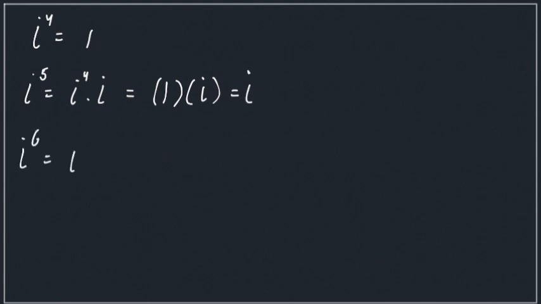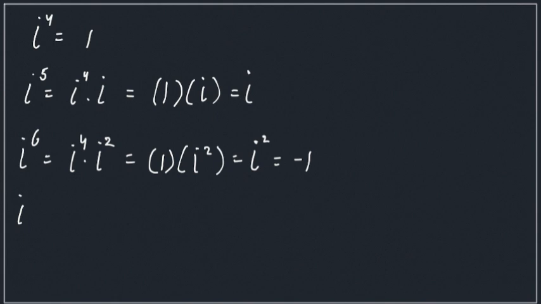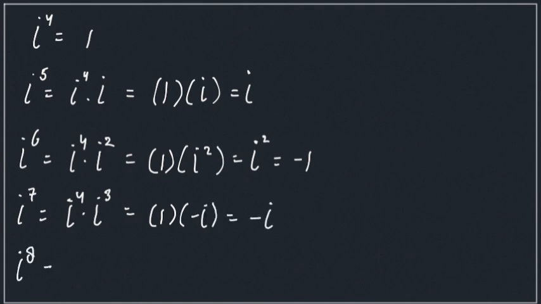i to the power 6 can be written as i to the power 4 times i to the power 2 or 1 times i squared, which will give us i squared or negative 1. i to the power 7 can be written as i to the power 4 times i to the power 3 or 1 times negative i, which will give us negative i. Similarly, i to the power 8 can be written as i to the power 4 squared or 1 squared, which will give us 1. As you can see, i values repeat themselves for every fourth multiple of the power.